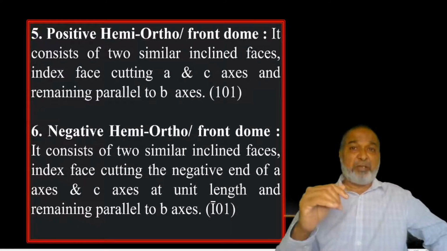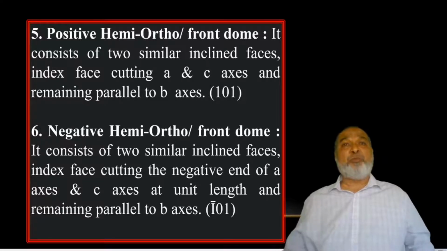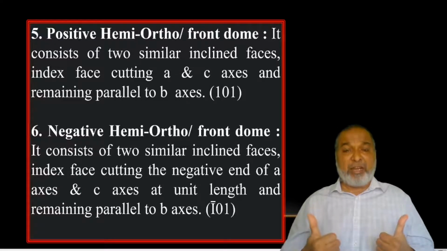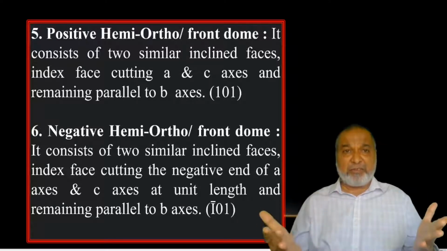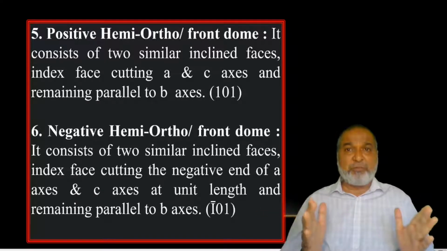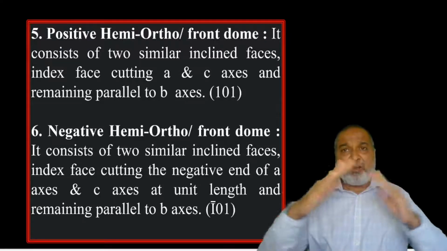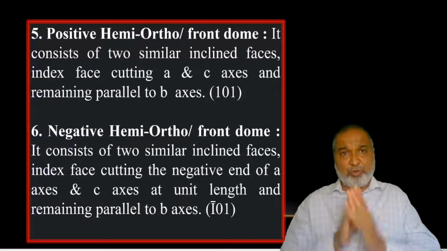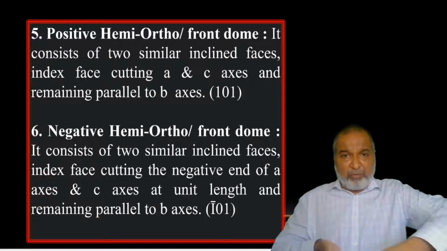Next one is a dome. What is a dome? A dome contains four inclined faces, a set of four similar inclined faces. It may be on the front side or it may be on the side. So the two may be on the front and back, or on the top and bottom.